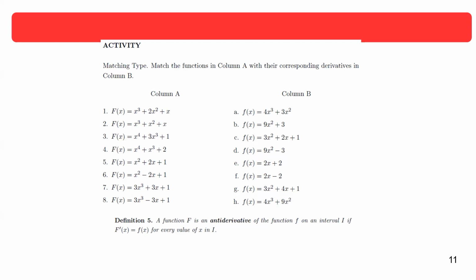Can you match the column on the left with the column on the right? So column A and column B. Which one matches with number 1? 1 matches with G. Very good. So 1 matches with letter G. Okay, because the derivative of x cubed plus 2x squared plus x is simply 3x squared plus 4x plus 1. Very good. Next, what is matching with number 2? Letter C. Very good.